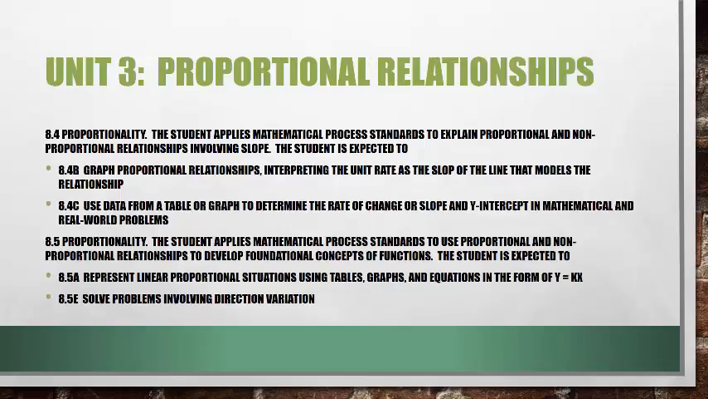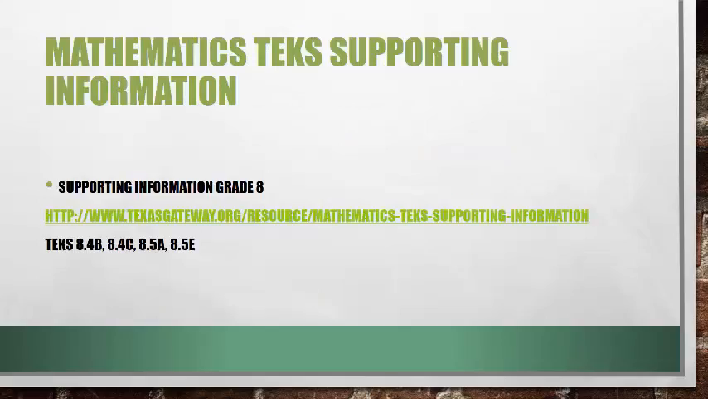Unit 3, Proportional Relationships. There are 4 student expectations in this unit, and standards 8.4b and 8.4c are our readiness standards. Additional information on these standards can be found on the standard clarification documents and in the unit overview. Once again, please pause the video and look at your supporting information document for the TEKS within this unit.